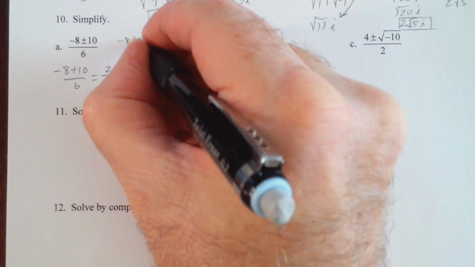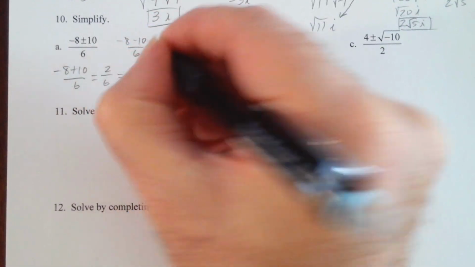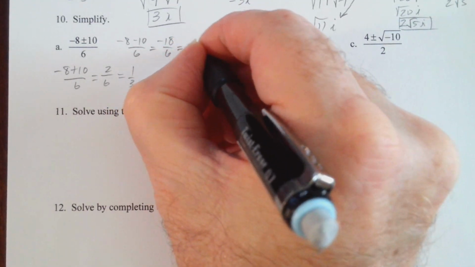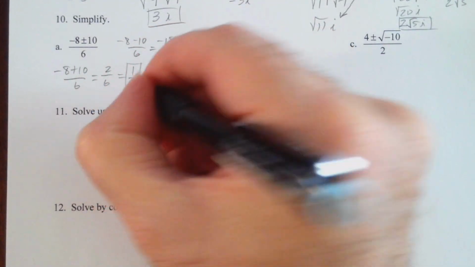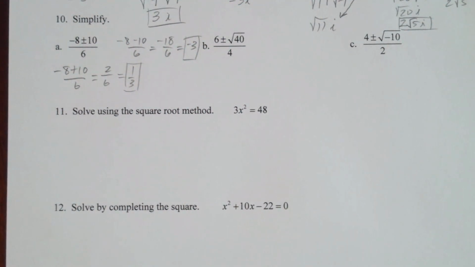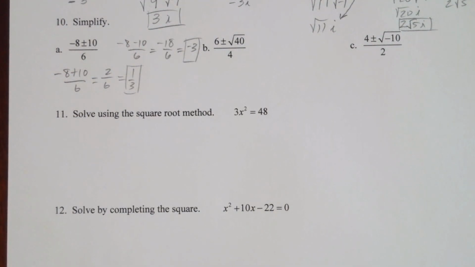The other answer, I'll just put it right here. Negative 8 minus 10 over 6. That's negative 18 over 6, which is negative 3. So the two answers in simplified form are 1/3 and negative 3. You would not want to leave an answer like that.